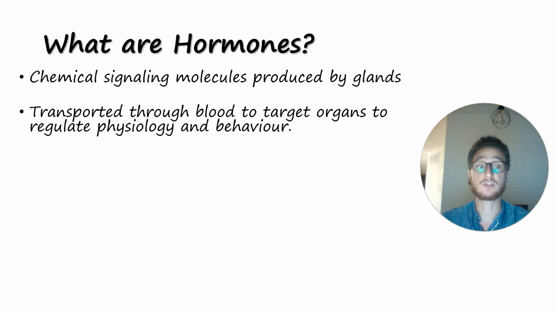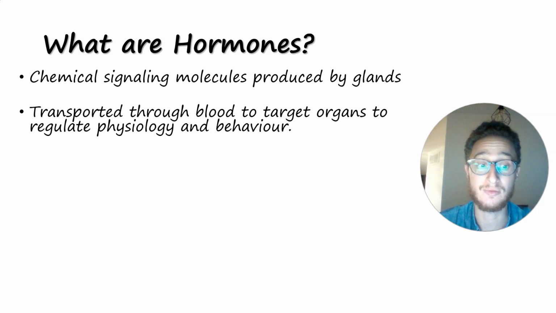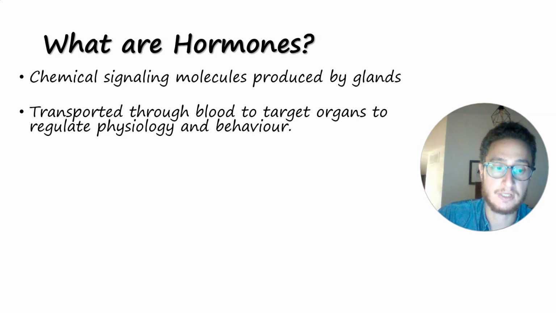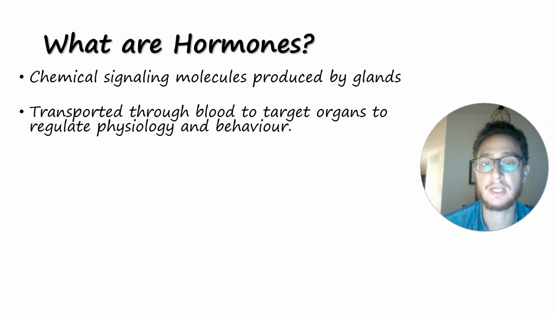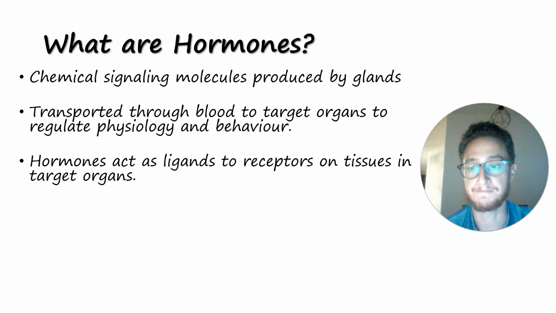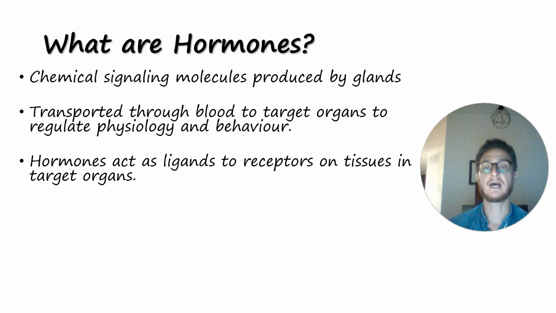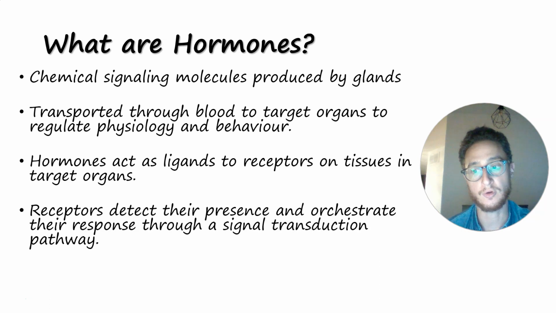So these things are generally transported by the blood, right? The glands release their hormones into the blood. And when they reach their target organs, they're going to change their physiology or behavior. So hormones are the ligands to receptors in specific tissues in specific organs. And so the receptors on those tissues are going to detect the presence of the hormone, and they're going to be responsible for orchestrating some kind of a response through what we call a signal transduction pathway.